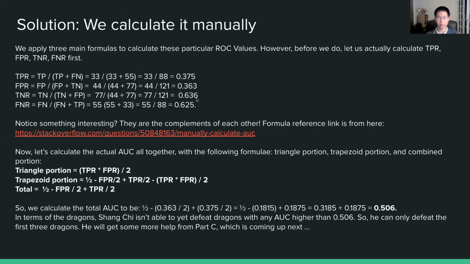And this is exactly why you want to do a sanity check. If your TPR is not the complement of your FNR, then you're doing something wrong. And now to calculate the whole thing together, we can use the following formula: a triangle portion, a trapezoid portion, and a combined portion.